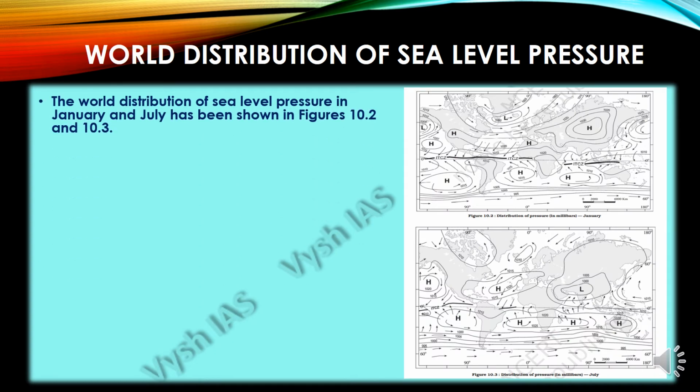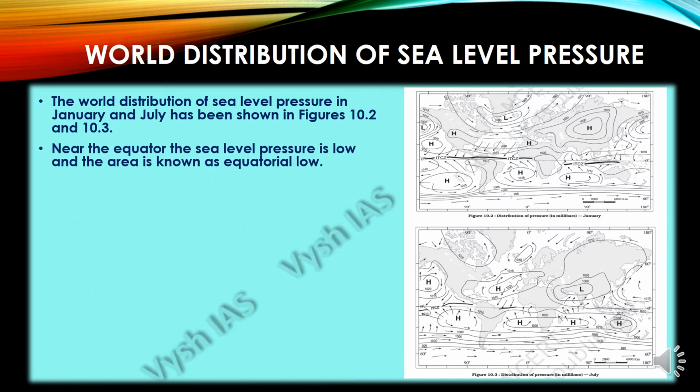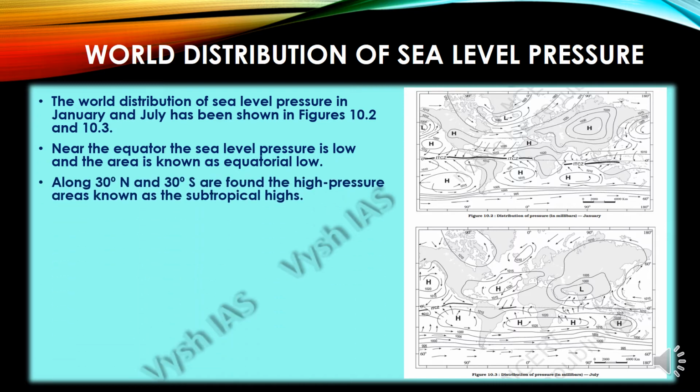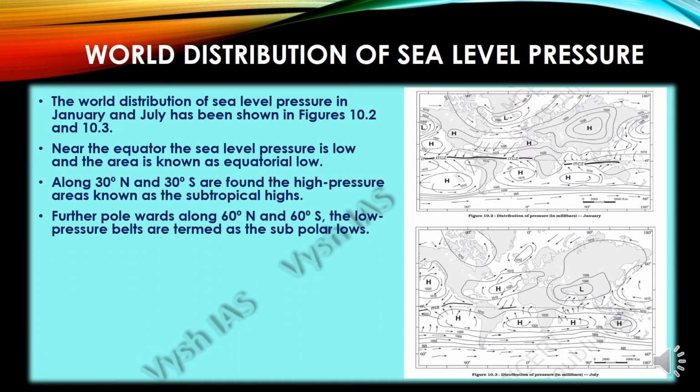So this is the world distribution of sea level pressure for the months of January and July. Near the equator, the sea level pressure becomes low, and the area is known as the equatorial low. Along the 30° north and 30° south latitudes, you can find high pressure areas known as the subtropical high. Further polewards, at 60° north and 60° south latitude, the low pressure belts are termed the subpolar lows. Near the poles, pressure is very high, and it is known as the polar high.